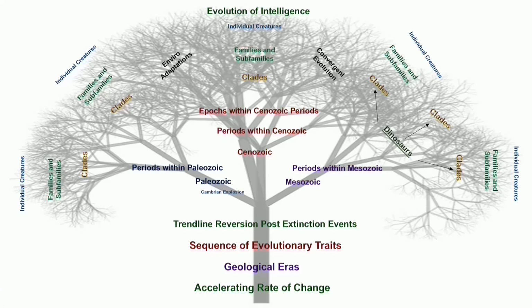When did creatures have 2 eyes? When did creatures get teeth? When did fishes evolve? When did land creatures evolve? And so forth. And this will tie into the next thing I talk about, and I'll go to some charts about that, which is the trendline reversion post-extinction events. So I go to another image to elucidate both the sequence of evolutionary traits and trendline reversion post-extinction events.